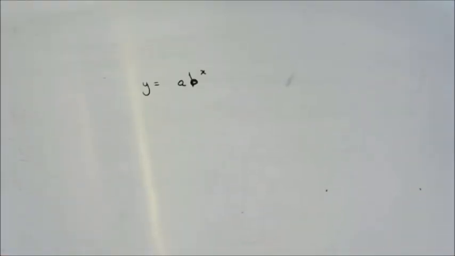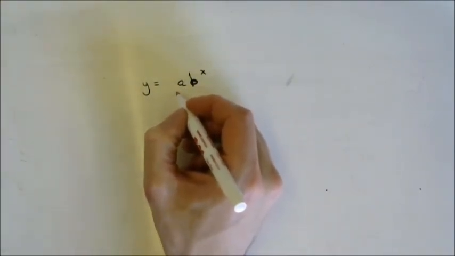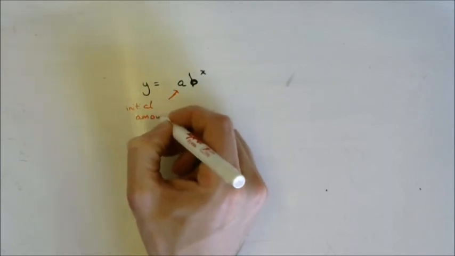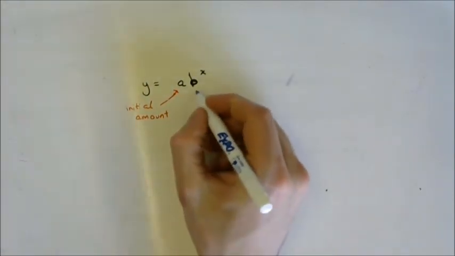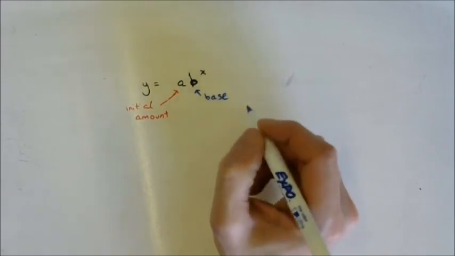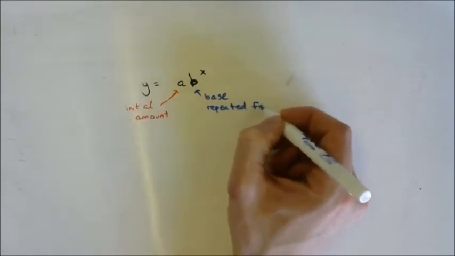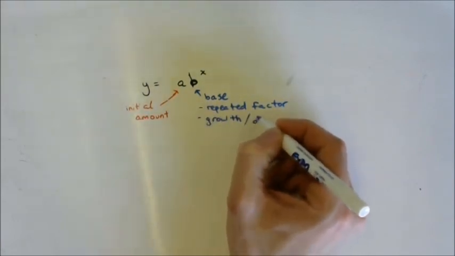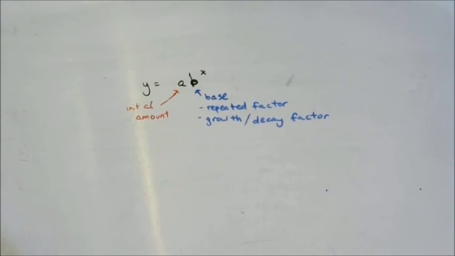Okay, then just to review, we have this exponential equation here, y equals a b to the power of x. Here's all the pieces of that. A is your initial amount. B is your base, which is the repeated factor. Or you could have that as your growth/decay factor. So if it's greater than 1, it's a growth factor. If it's in between 0 and 1, it's a decay factor.